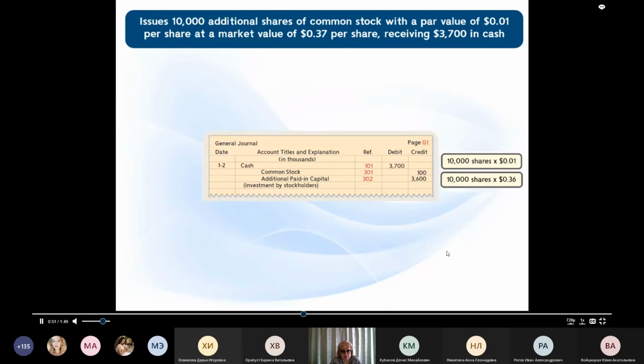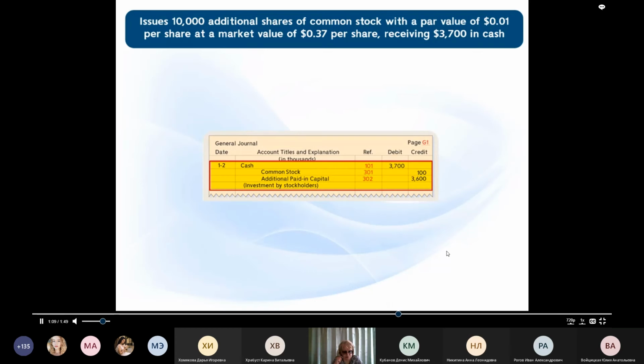The journal entry includes a debit to cash to increase that asset account for $3,700, a credit to common stock to increase that stockholders' equity account for $100, and a credit to additional paid-in capital to increase that stockholders' equity account for $3,600. Note that this entry is called a compound entry because it affects more than two accounts. Typically, an additional line is included with a brief explanation of the entry.